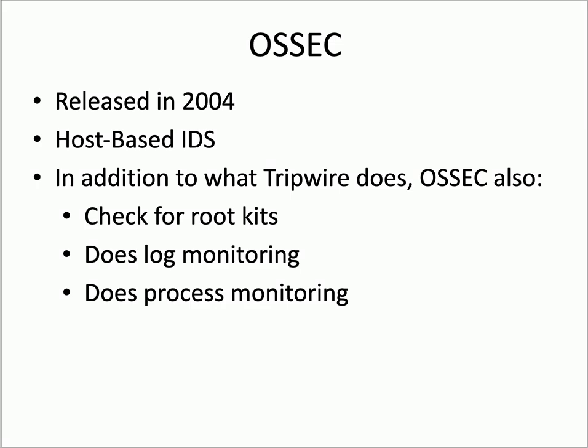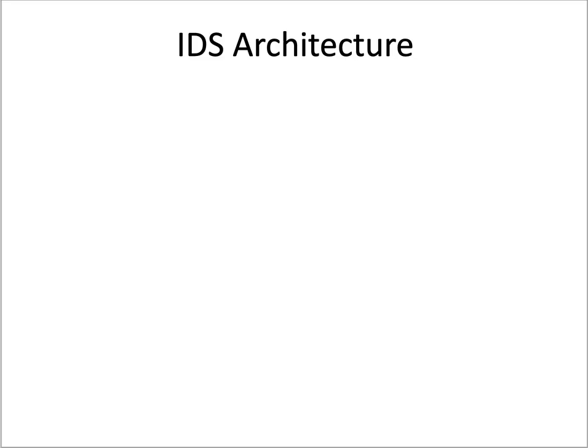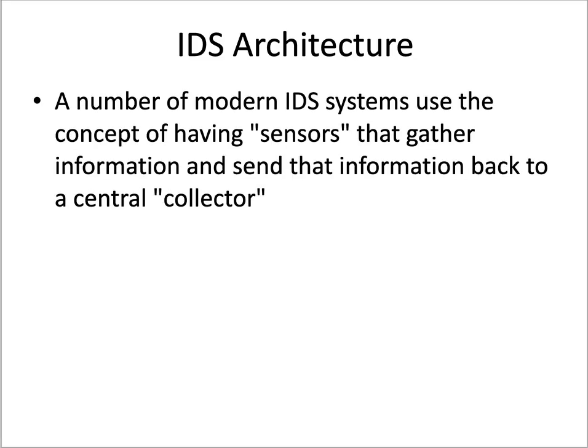Now, as far as the architecture, there can be different architectures, but a number of modern IDSs use the concept of placing sensors around your network to gather information and send it back to a central device or system that would be referred to as a collector, so that you have information from a large portion or potentially all of your network that you can use in an investigation.